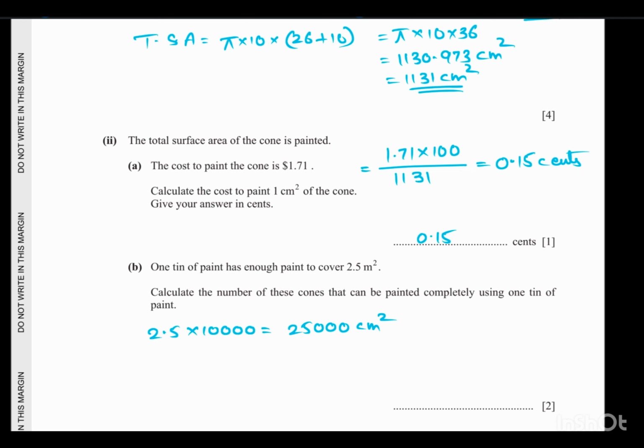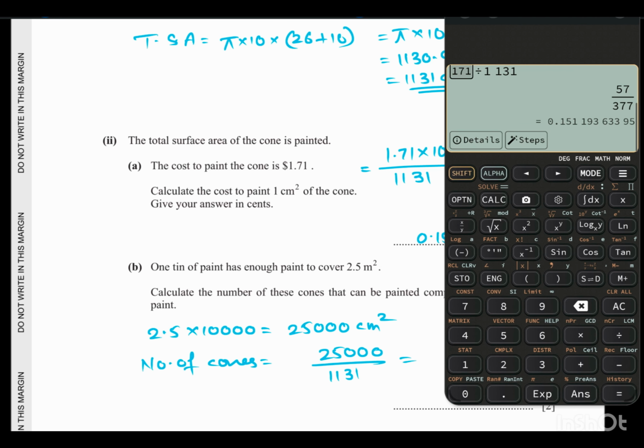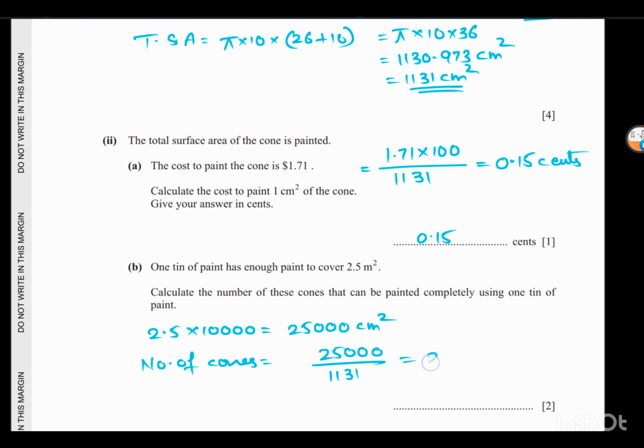So now we need to find out how many cones can be painted. So divide this area by each cone's area. So number of cones will be 25,000 by 1,131. So what is the answer? Let us see. 25,000 divided by 1131 is 22.104. That means total 22.104 cones. So we have to count the whole number. So 22 cones can be painted. That's it.